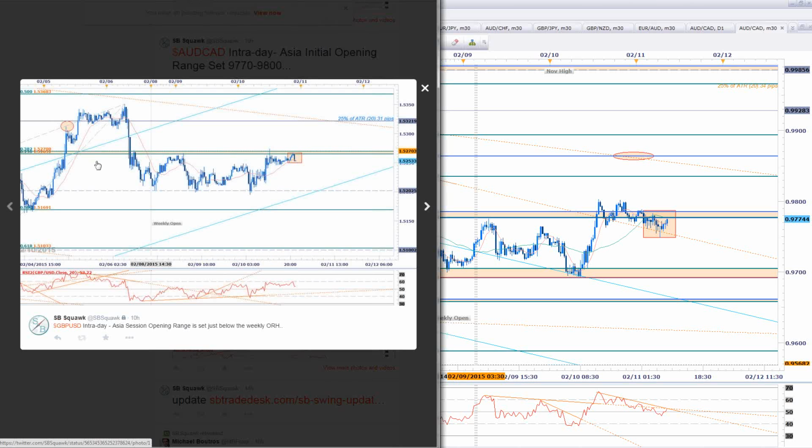This is from the SB Squawk handle yesterday, guys. So 52.70 into 52.65 resistance region. Here's the weekly open, so it's the weekly opening range high too. You had a very clean opening range here as you opened up Asia Pac. It broke to the downside. It gave you a play. I don't know if it extended the full 30 pips.